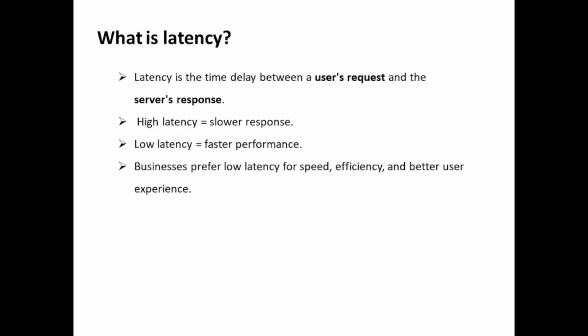Before we move further, let's quickly understand something called latency because it plays a big role in choosing AWS infrastructure. So, what is latency? Simply put, latency is the time delay between when a user sends a request, like clicking on a website, and when the server responds. High latency means there's a noticeable delay. Things feel slow. Low latency means things respond almost instantly, smooth and fast.